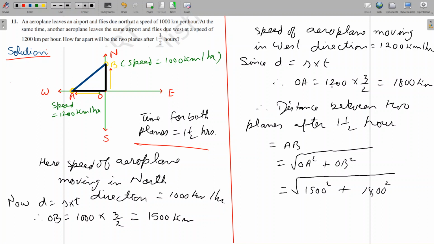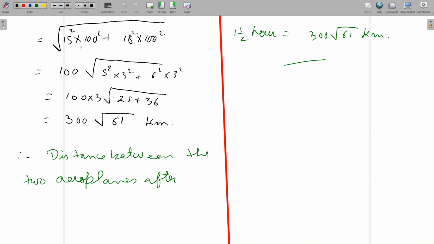So for the other airplane, the speed is 1200 km per hour, and the time is the same, that is 3 by 2 hours. So we will be getting OA equal to 1200 into 3 by 2, that is 1800 km. Now we have to obtain AB, and this is a right triangle, and therefore we can use Pythagoras theorem. So AB will be equal to square root of OA square plus OB square, that is equal to 1500 square plus 1800 square.